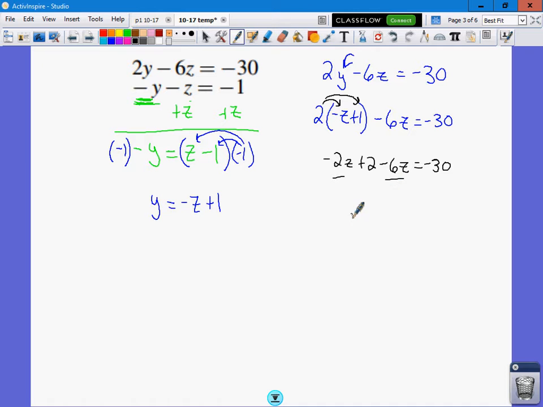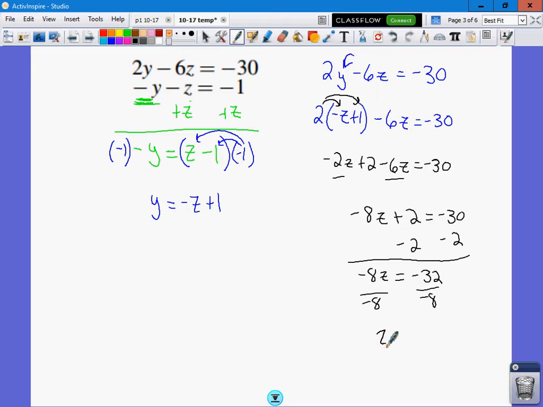Combine like terms. Negative 8z plus 2 equals negative 30. Getting z by itself, subtract 2. Negative 8z is equal to a negative 32. Again, if you have a negative coefficient, make sure you're dividing by that negative. A negative divided by a negative is going to make a positive. z is equal to 4.